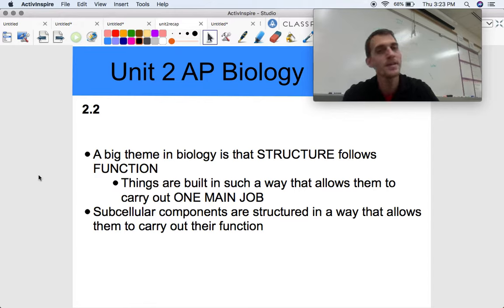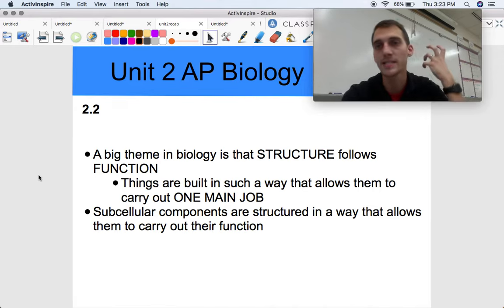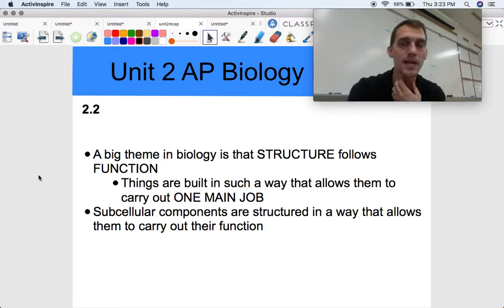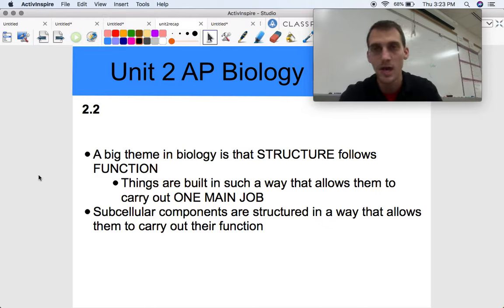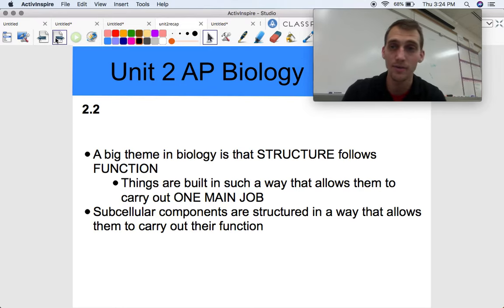So here we go. A big theme in biology is that structure follows function. I just got done talking to one of my classes about this today: the way something is built allows it to do its job. And that's a huge theme in biology. If you take a human anatomy and physiology class, anatomy is the study of structures, physiology is the study of functions of those structures. So the way something is structured allows it to do its job or its function. And subcellular components are no exception. They are structured in a way that allows them to carry out their function.